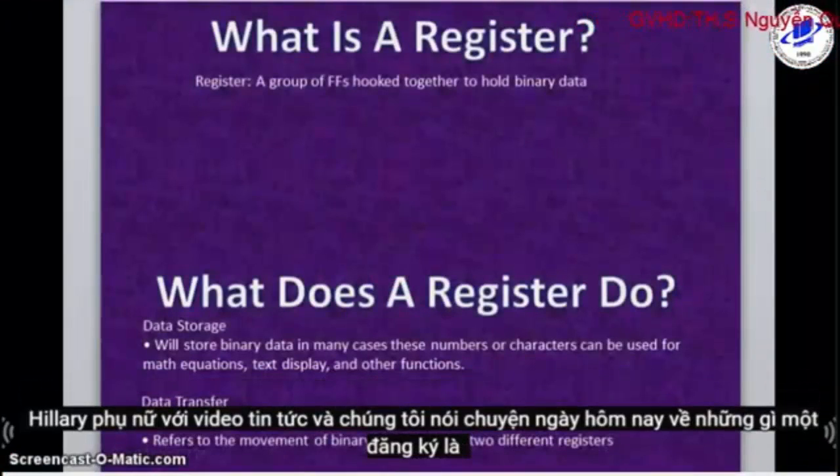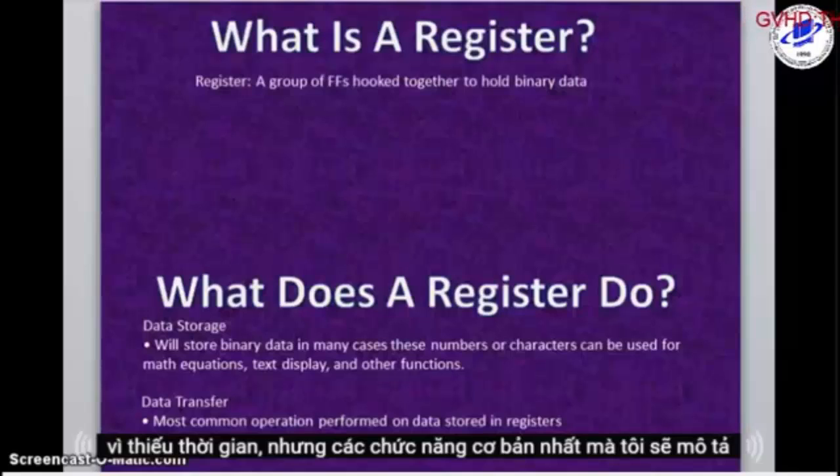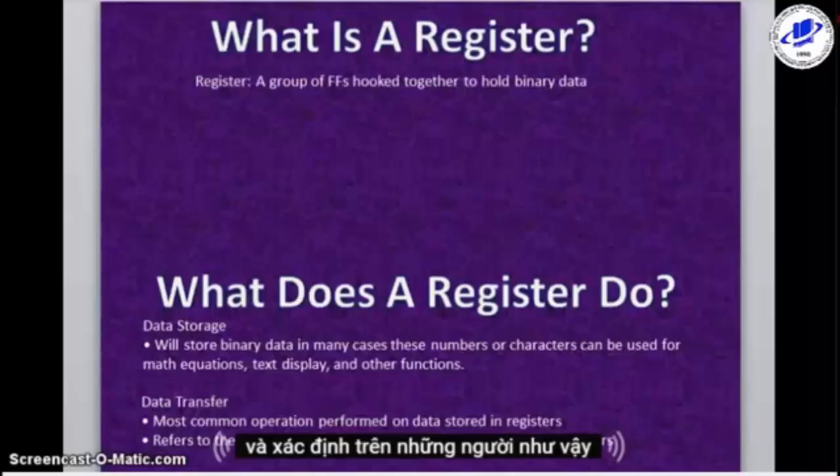Hello everyone, and welcome to this video. We're going to be talking today about what a register is. We're going to have a couple examples. I'm not going to explain all of them for lack of time, but the most basic function I will describe and define on those. So what is a register?